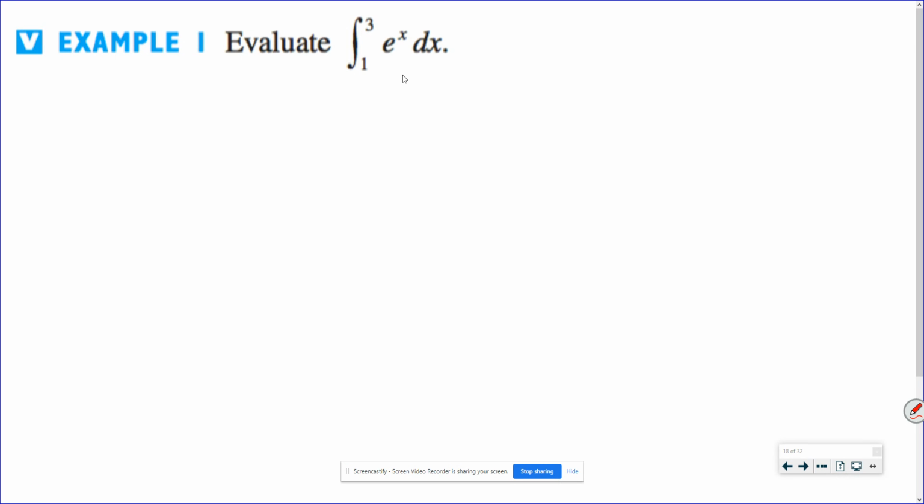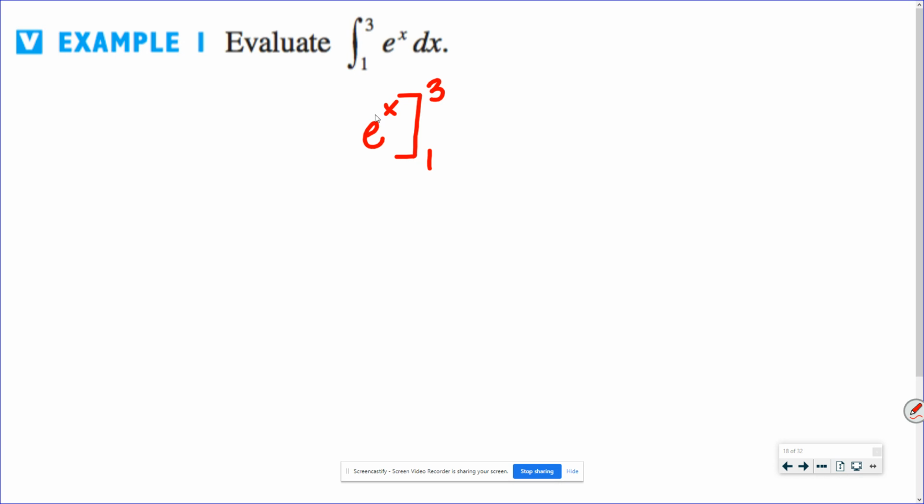The first step to evaluate from 1 to 3 would be to find the antiderivative of e to the x, which we already know is e to the x. Once I have my antiderivative, I will remove this symbol and replace it with a bracket where I will put a 1 and a 3. And that 1 and 3 at the end of the bracket are going to remind me that I need to plug those values in to evaluate my integral.